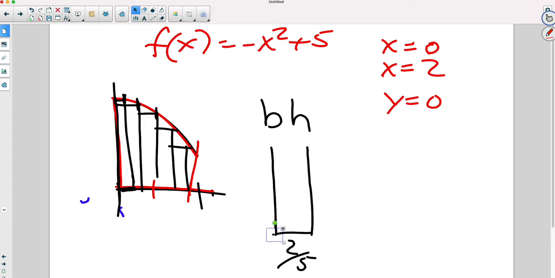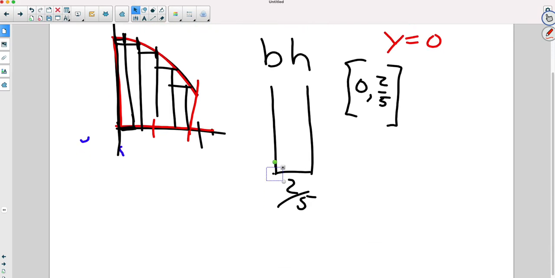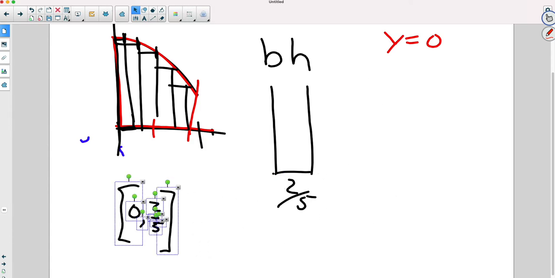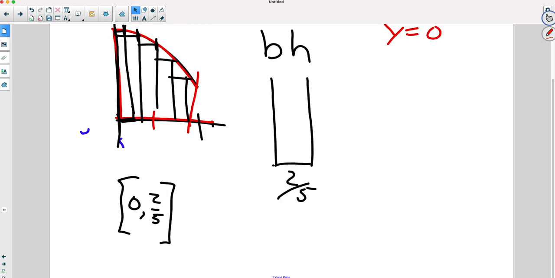So this box, let's say this is the first one. What's my x value starting point? 0, good. What's my x value ending point? 2/5. Okay, that's the first rectangle. Does everyone understand that? The width of this rectangle is 2/5. We'll figure out the height here in a second. But that's the first box. Next box.